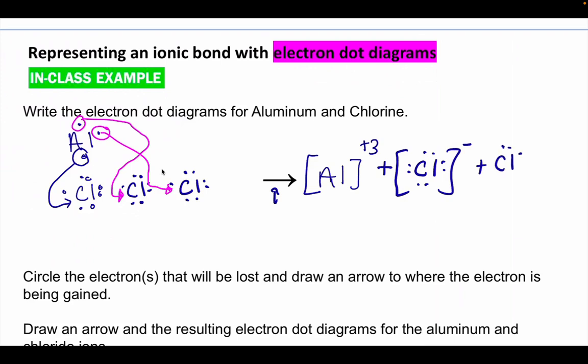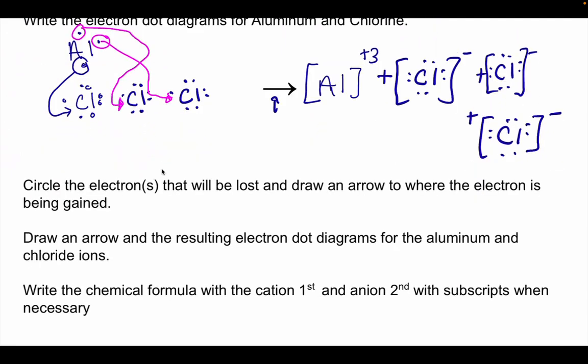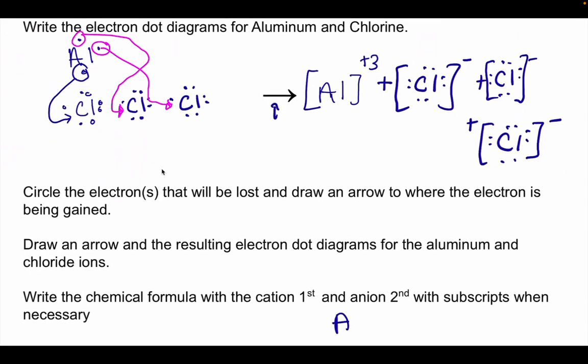So the aluminum is +3 because it lost 3. And the chlorines are each -1 because they each gained 1 electron. And then our chemical formula is going to be AlCl3. So 1 aluminum and 3 chlorines.